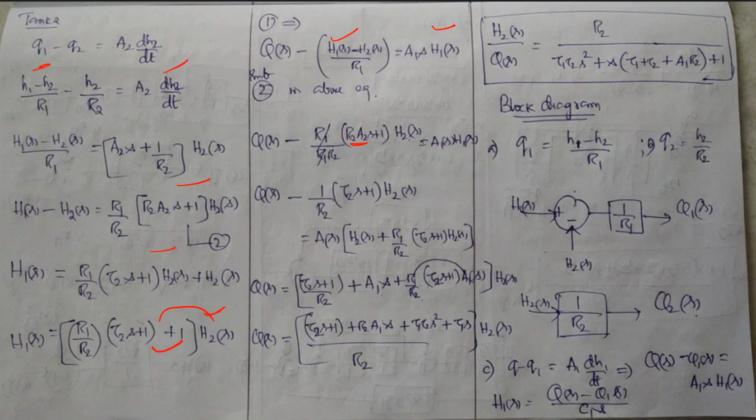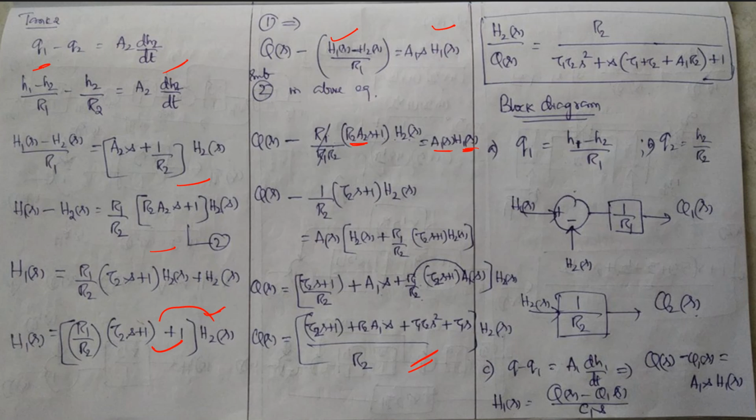And then this 1 into H2 of S, then this H2 of S will be cancelled. So there is no H2. Then equal to A1 is here, and then H1, we have to substitute this. So you can cancel the relevant terms. Then this can be tau 2s. So Q of S minus 1 by R tau 2s H2 of S equal to A1 of S, and then you bring this H2 of S in this place. So bring that, then you can combine the relevant terms. Then finally you will get this kind of transfer function.